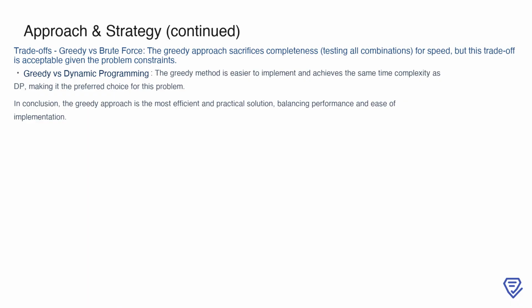Since both greedy and dynamic programming achieve the same time complexity, the simpler implementation and reduced memory overhead of the greedy approach make it the preferred choice. In conclusion, the greedy strategy is the most efficient and practical solution for this problem. It effectively balances performance with ease of implementation, ensuring correctness while minimizing computational effort.